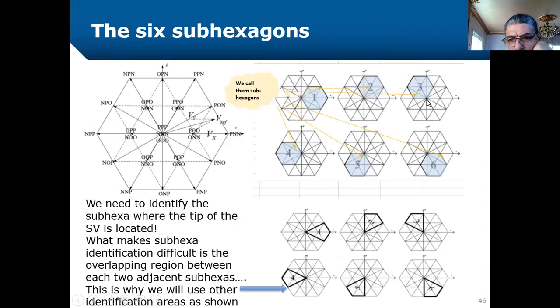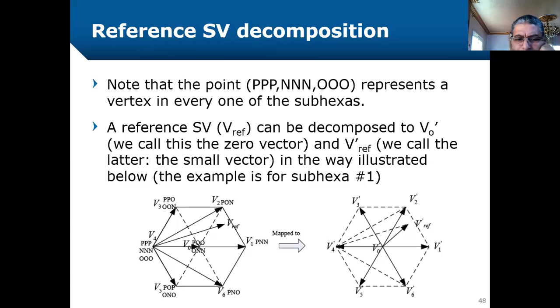So for any of these sub-hexa, for example, 1, if we got a reference vector like this, the reference vector is actually originating from the null point or the null vectors, which is PPP, NNN, or OOO, in any of these sub-hexa. So we'll take an example for sub-hexa number 1 and give a desired space vector that we need to realize. Then one way to go forward is to decompose this V reference in 2 components.